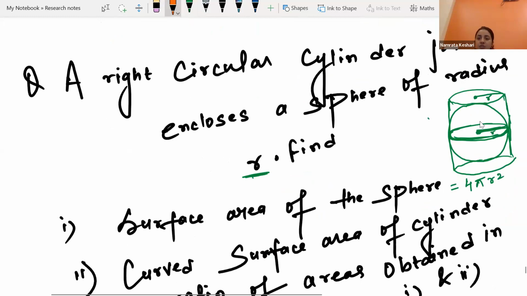Height means this much length. Okay, let's try figuring it out. What I said, sphere means, for example, a ball.